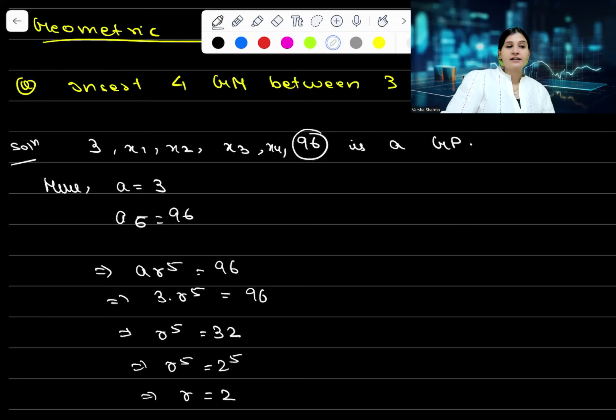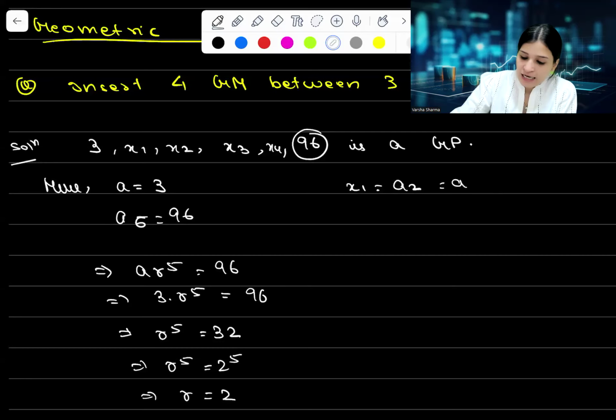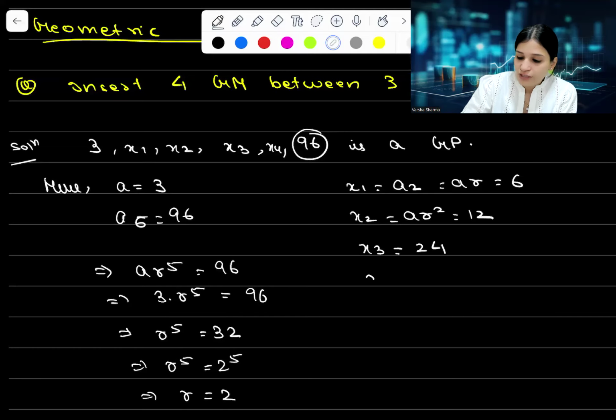Now using A and R, find out all the terms. So x1 is which term? A2, it is the second term of the sequence. So it would be AR, 6. x2 would be AR square, 12. x3 will be 12 into 2, 24. x4 would be 48. So if I want to find so many numbers, then we can use this particular method.